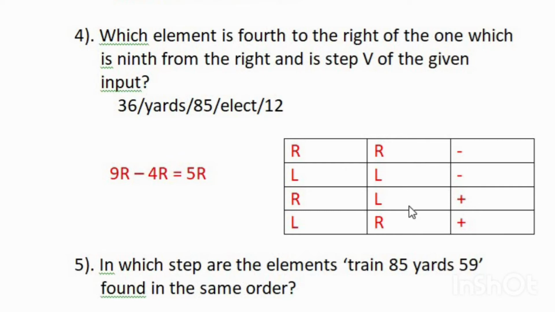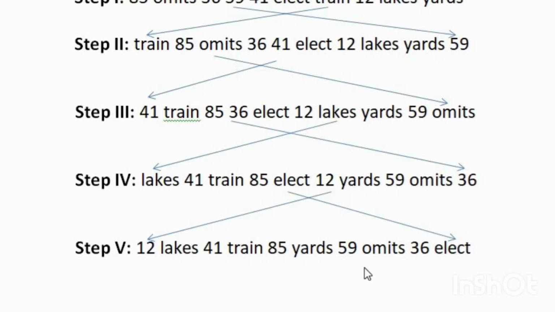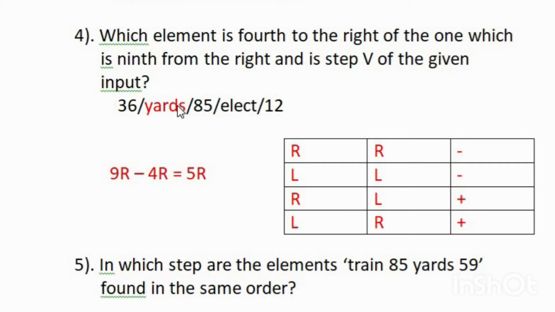All these steps I have given you in the previous videos of coding and decoding. Please do watch them, and also in that video I have shown how to find the middle element. Now here we can find the fifth right in step 5. Which is the fifth element from the right in step 5? 1, 2, 3, 4, 5. It is yards. So second option is the answer. Now going to the final question.